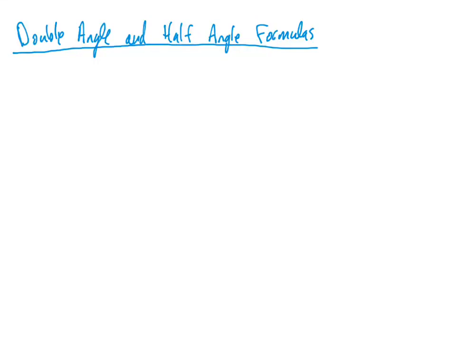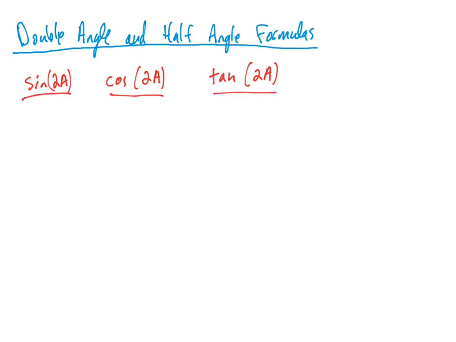In this video, we'll be going over the double angle and the half angle formulas. First, we'll start with the double angle formulas. Now, the double angle formulas are formulas for how we can find the trig value for double of some input angle. We have sine of 2a, cosine of 2a, and tangent of 2a.